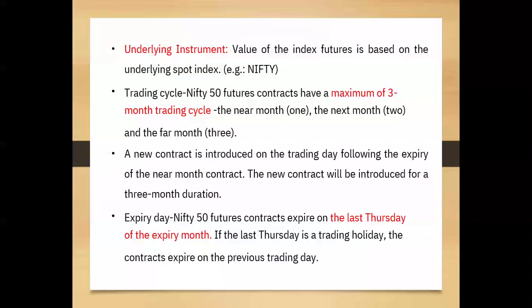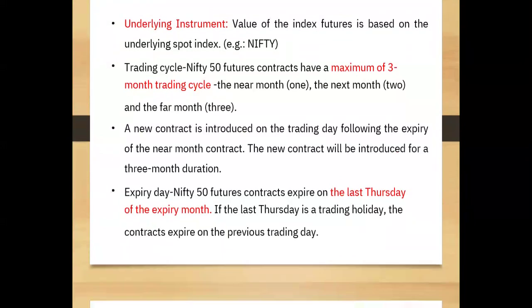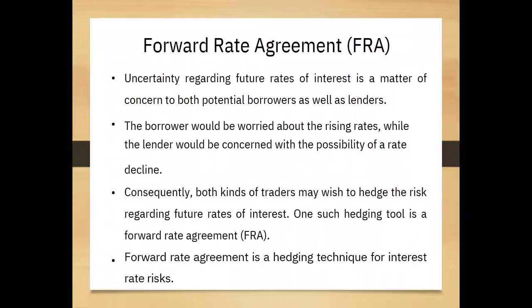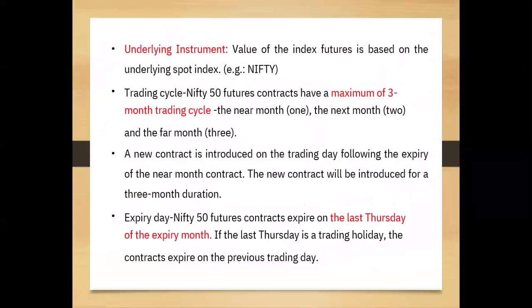Trading cycle: Nifty 50 futures contracts have a maximum 3-month trading cycle: near month 1, next month 2, and far month 3. A new contract is introduced on the trading day following the expiry of the near month contract. The new contract will be introduced for a 3-month duration. Expiry day: Nifty 50 futures contracts expire on the last Thursday of the expiry month. If it is a trading holiday, the contracts expire on the previous trading day.